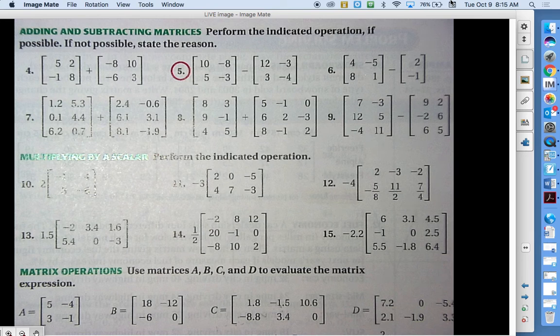Anybody interested in doing 27 or 33 for Thursday? Mackenzie, 27. Oh, 30.